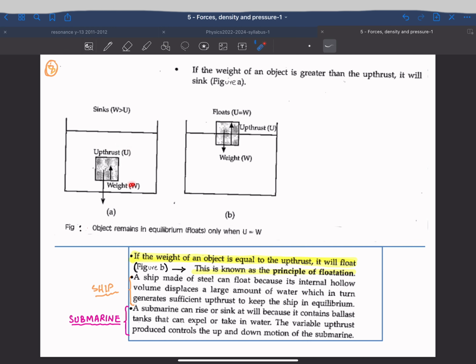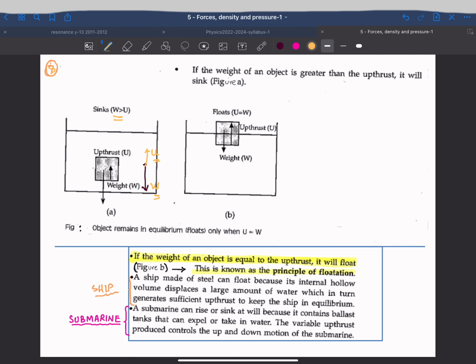But when the weight of the body is greater than the upthrust, what will happen? Of course, we have a situation where the downward force is greater than the upward force. Here you have upthrust, here you have W. So when W is greater than upthrust, the body will sink. So if you observe something sinking into the liquid, you can say the upthrust in that case is less than the weight of the body. This is very, very important.